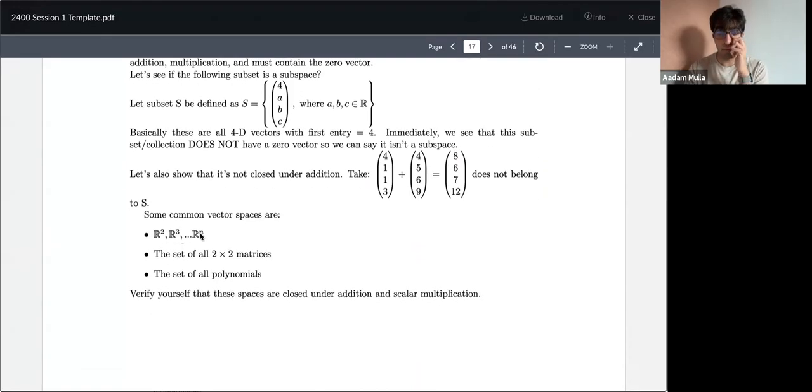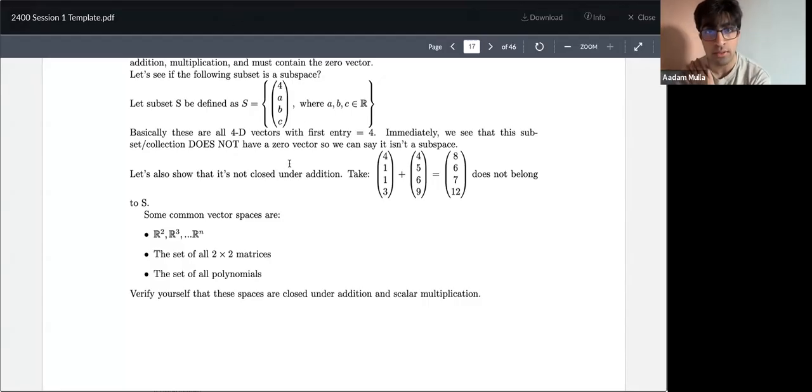Let's go over some of the common vector spaces that we see in this course. R2, R3, Rn. Those are 2D, 3D, 4D, 5D, nD, whatever; just a vector with that many entries. The set of all 2x2 matrices is a vector space, because if I take a 2x2 matrix and add it to another 2x2 matrix, my answer is going to be a 2x2 matrix. There's no way around it. Same thing with multiplication. And the set of all polynomials: if I take a polynomial and add it to another polynomial, I'm going to get a polynomial. I'm never going to get something with sine and cosine or whatever. That's not possible. It can't come out of nowhere.